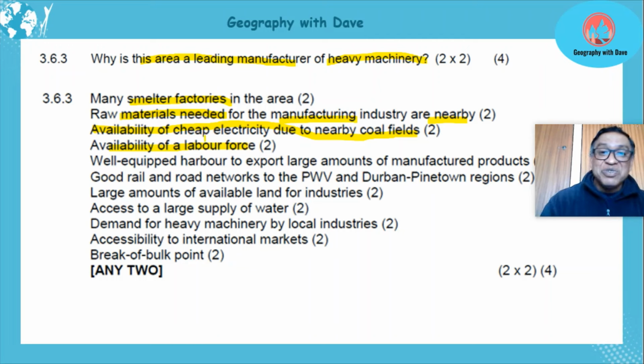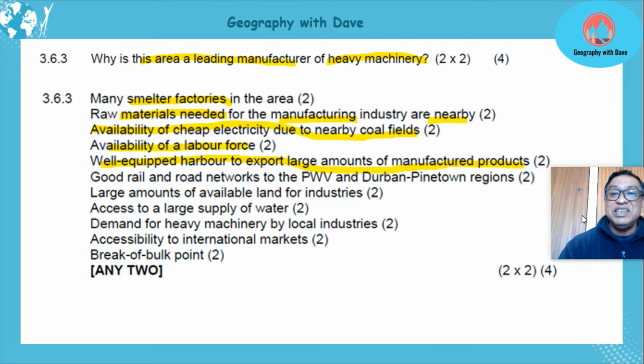Can you see the next one? Well-equipped harbor for export of large manufactured goods. The deep harbor that we have there. Good rail and road networks to the Durban, Pinetown, and PWV regions. Large amounts of land available for industries. Learners, you see what I'm getting at here?